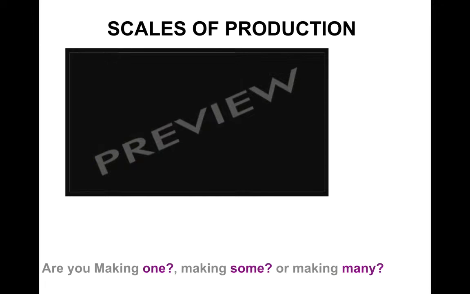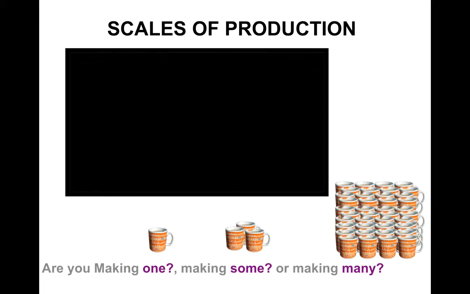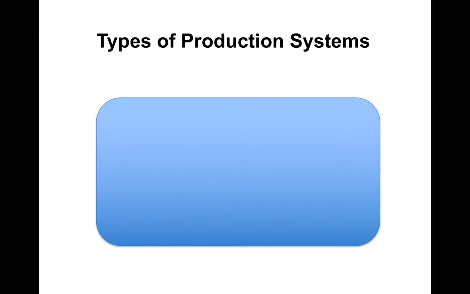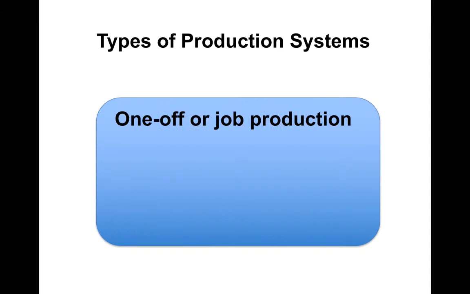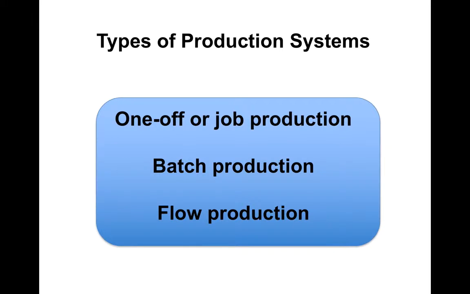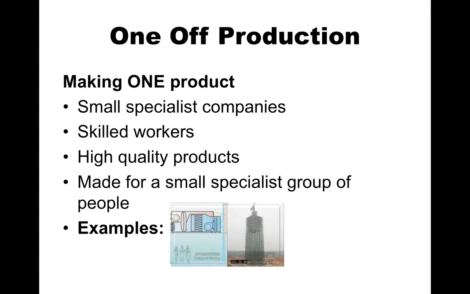Okay, so in other words, scales of production is just another way of thinking about how many products you're going to make. Are you going to be making one product, some, or lots of the product? So there are three types of production system you saw in the video: one-off or job production, batch production, and flow production, or sometimes continuous production. So let's look at each in turn.